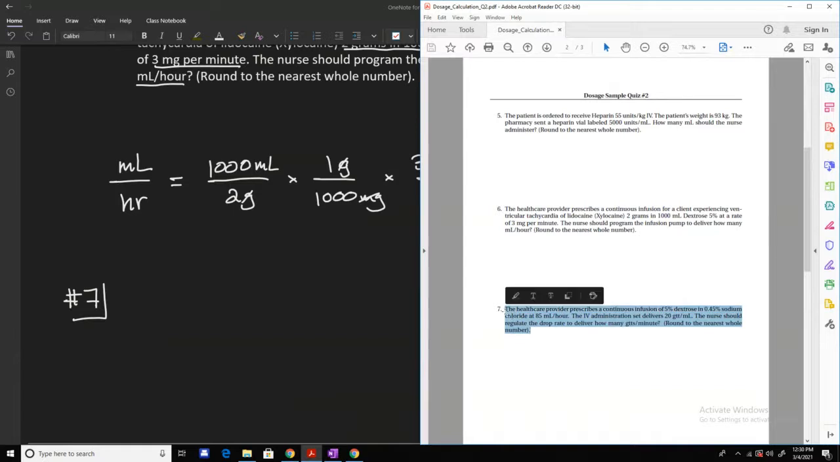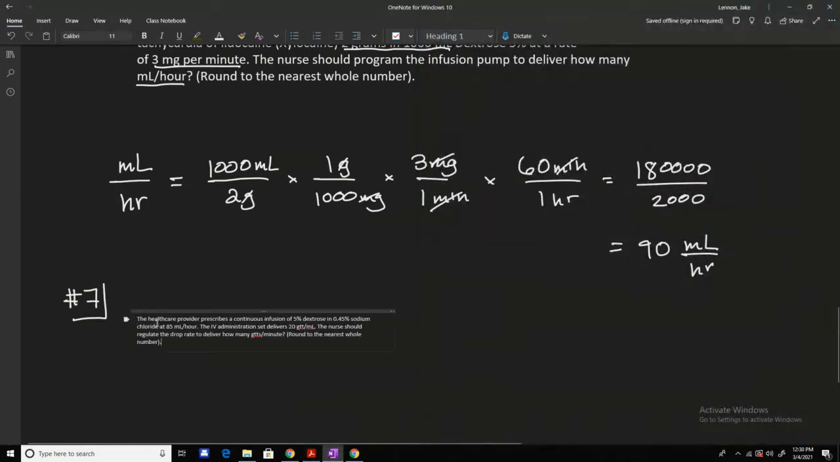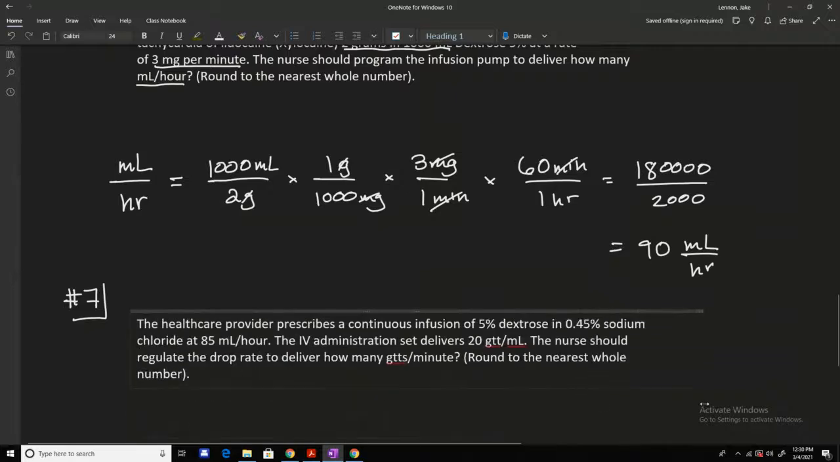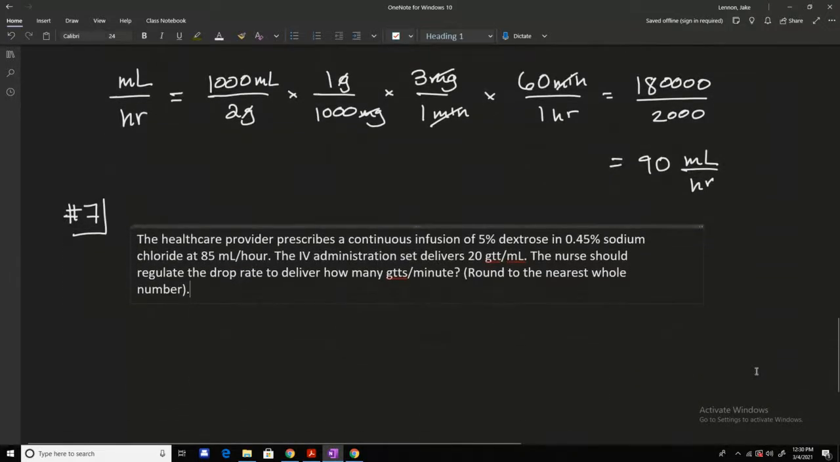Let's look at 7. Okay, so for this one, we've got a drop rate. So we're looking for drops per minute. So I'm stopping there, drops per minute. Then I'm going to look for GTT somewhere in the problem. I just want to look for drops. I see that this one place, 20 drops per milliliter.